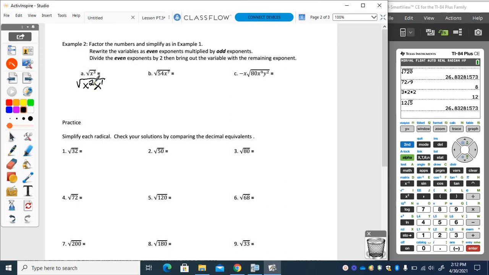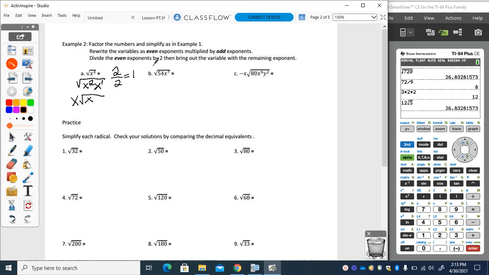Now what we're going to do is divide this by 2. So what's 2 divided by 2? Well, that would be 1. So that means my new exponent on the outside is going to be 1. So I'll have x to the first power times the square root of whatever was left over. So what was left over? X. So we have x times the square root of x.